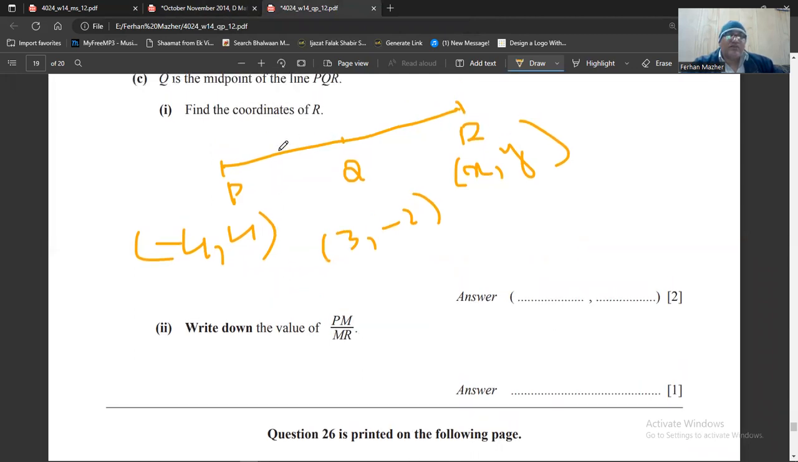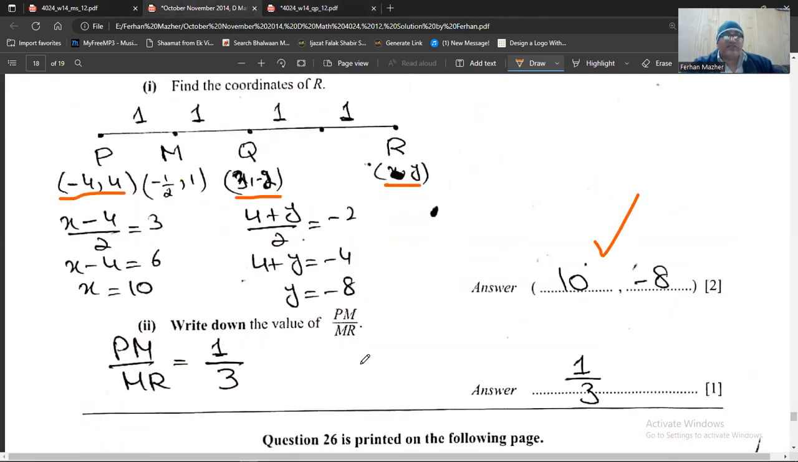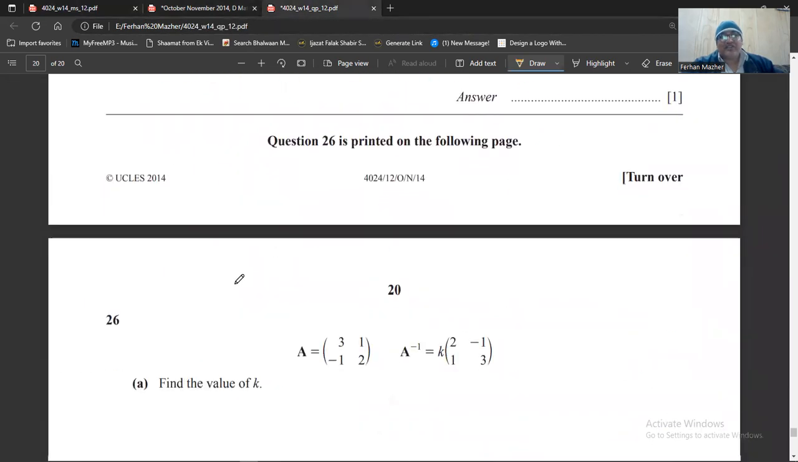So you know the M is the midpoint here. Okay. So if this is 1, this is 1, this is 2, so this is 2. So the PM is 1. And how is the MR? It is 3. So 1 by 3 is the answer. Let me show you my answer also. Here, I hope this is right. 1 by 3 is the right answer, sir. A little tricky question.